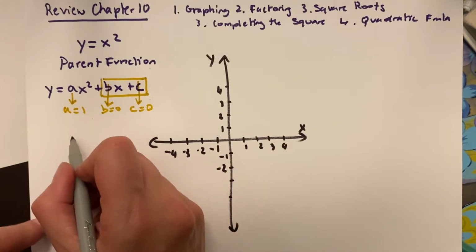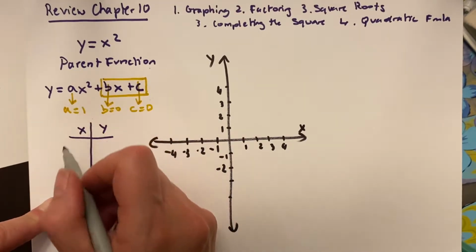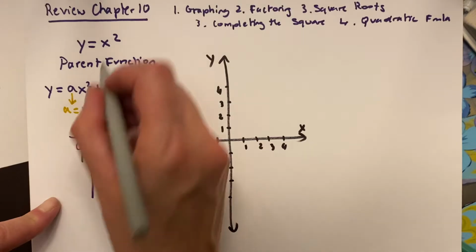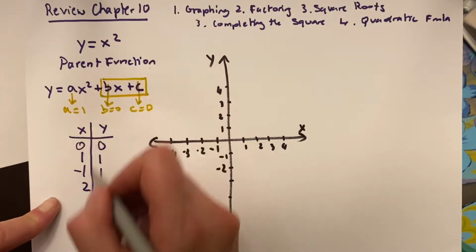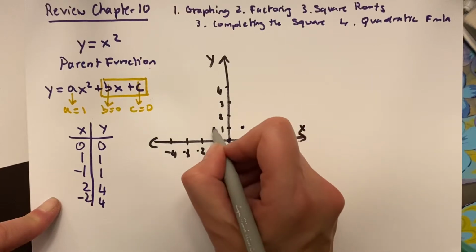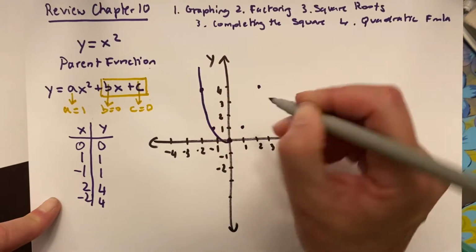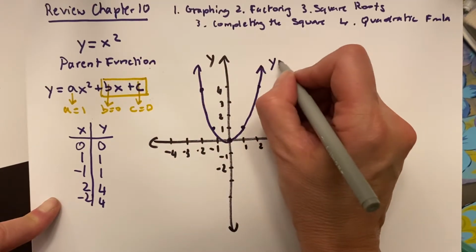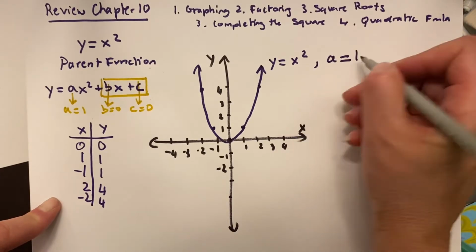And when we graphed this function, if you remember, if x is 0, y is 0. If x is 1, y is 1. If x is -1, y is also 1. If x is 2, y is 4. And if x is -2, y is also 4. So when we graph it, we get 0, 1, 1, -1, 1, 2, 4, and -2, 4. And here is our parent function parabola. Y equals x squared when a equals 1.